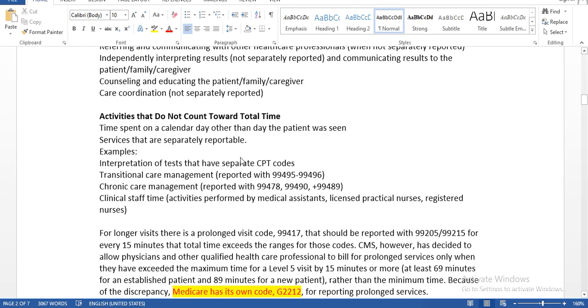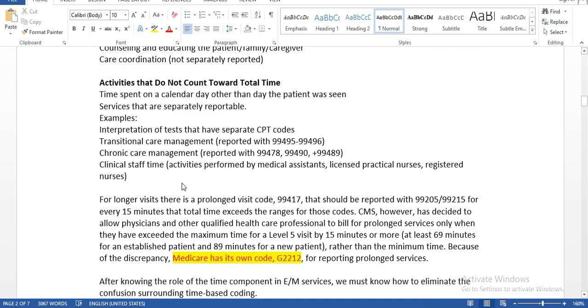Here we have another list: activities that do not count toward total time. Time spent on a calendar day other than the day the patient was seen. Services that are separately reportable, for example interpretation of tests that have separate CPT codes. Transitional care management reported with 99495 and 99496. Chronic care management reported with 99487, 99490, 99489. Clinical staff time, activities performed by a medical assistant, licensed practical nurse, registered nurse. So we can't count clinical staff time, chronic care management, transitional care management, or interpretation of tests. These are not included while coding E&M using time.